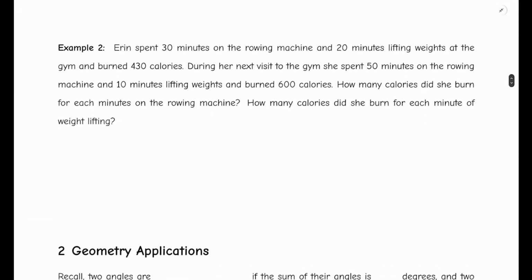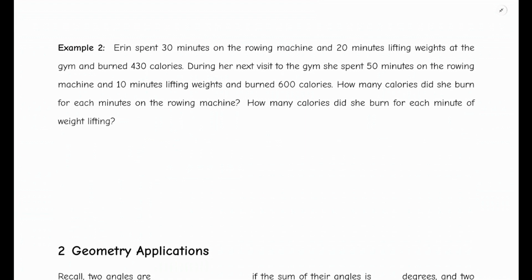Example 2. Aaron spent 30 minutes on the rowing machine and 20 minutes lifting weights at the gym and burned 430 calories. During her next visit to the gym, she spent 50 minutes on the rowing machine and 10 minutes lifting weights and burned 600 calories. How many calories did she burn for each minute of the rowing machine, and how many calories did she burn for each minute of weightlifting?